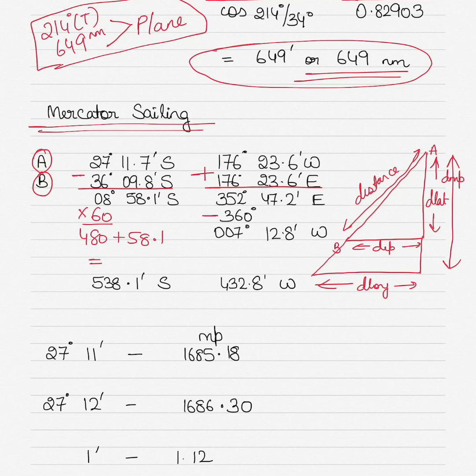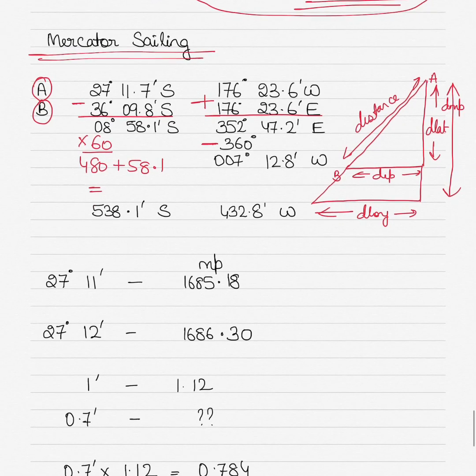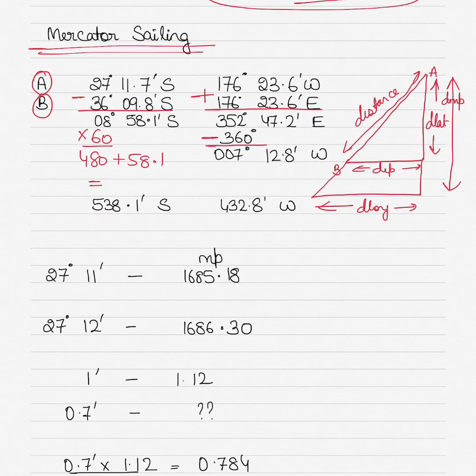Because it's more than 180, you will subtract it from 360. You get your Dlong in degrees and minutes, convert it, you get 420 plus 12.8, and you have converted it into minutes, and you have named your Dlat and Dlong. Alright, it's the same as plain sailing.